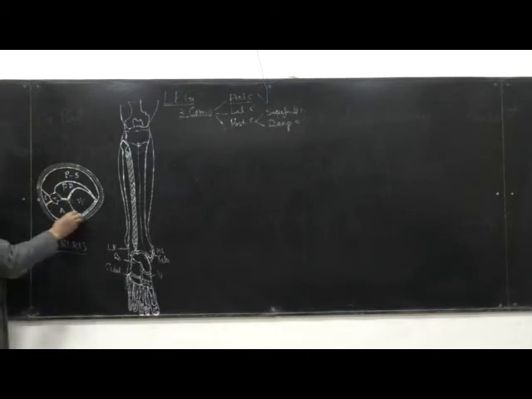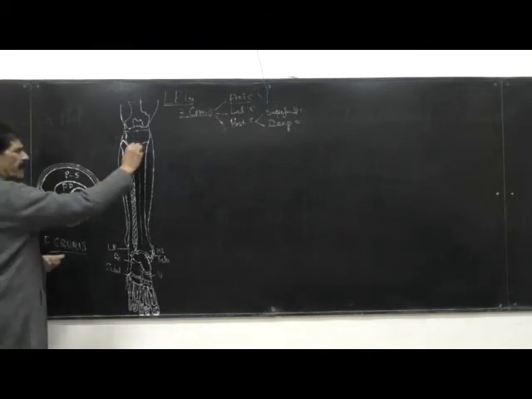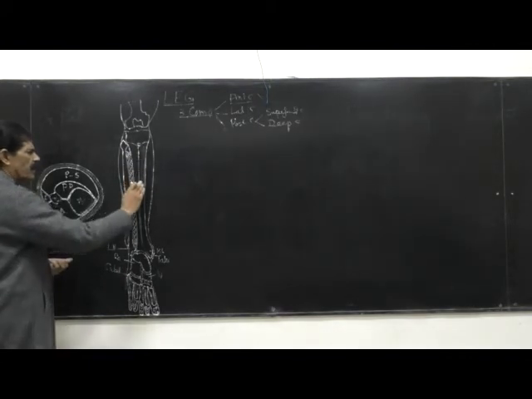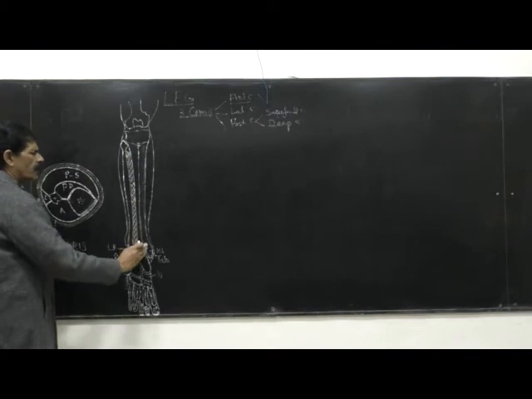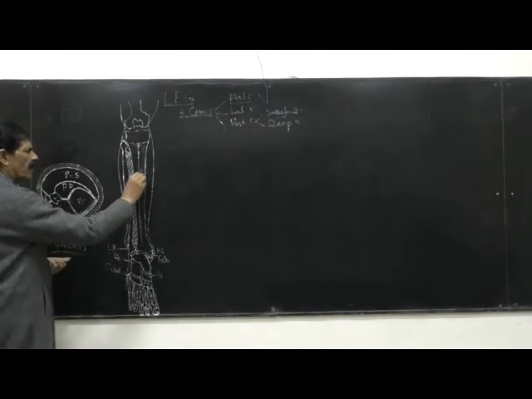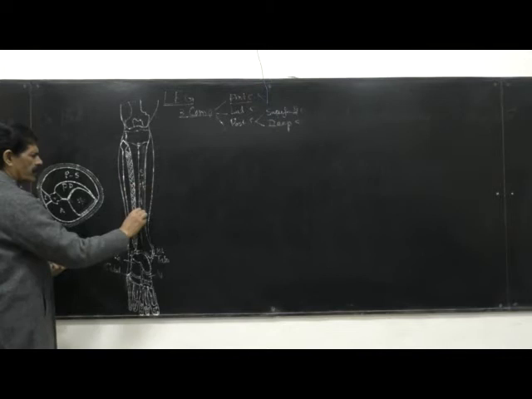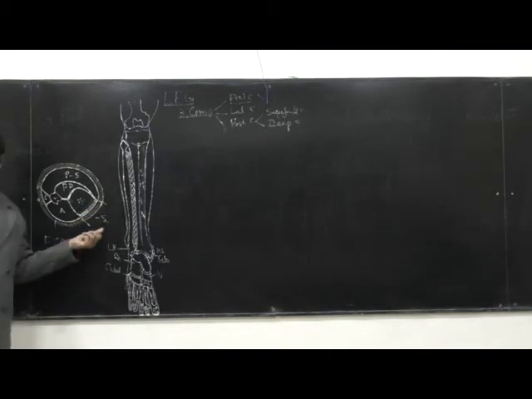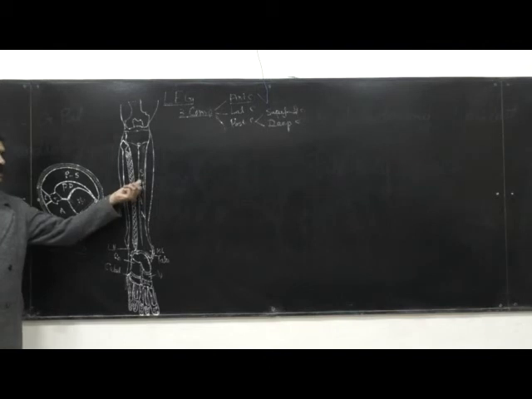And the anterior border and the medial surface of the shaft of the tibia is subcutaneous. The anterior border and medial surface of the tibia bone is subcutaneous, and it is popularly known as the shin of the tibia. So anterior border and medial surface are just below the skin. This is called the shin of the tibia, and it is subcutaneous. Only skin is covering, no muscle is attached to it.